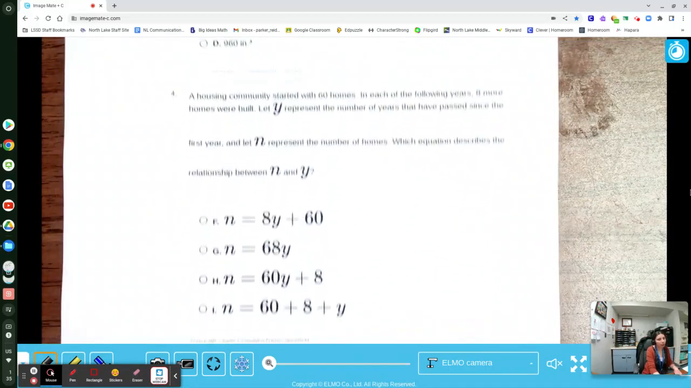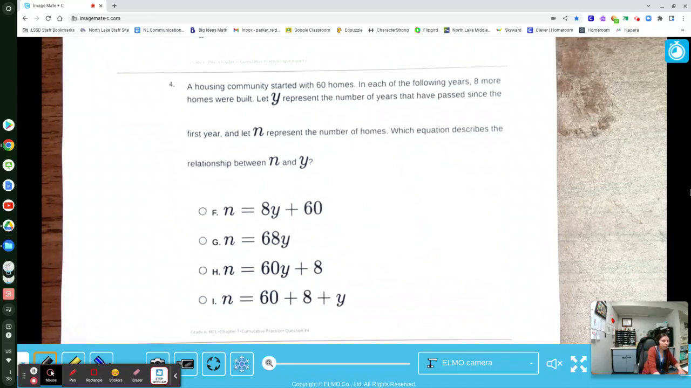Number 4, a housing community started with 60 homes. In each of the following years, 8 more homes were built. Let Y represent the number of years that have passed since the first year, and let N represent the number of homes. Which equation represents the relationship between N and Y?